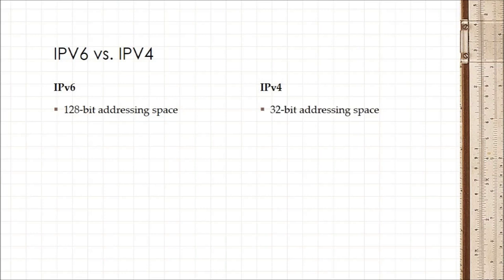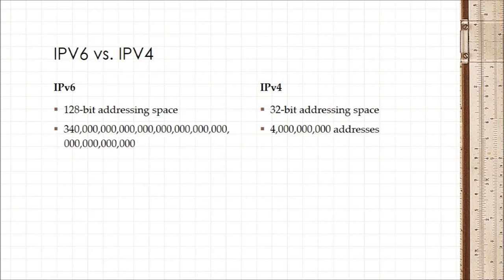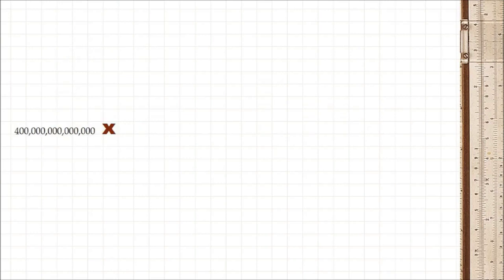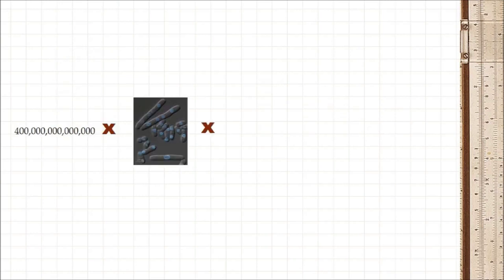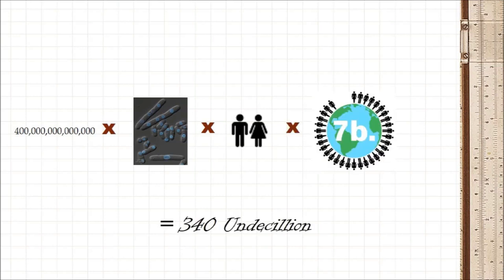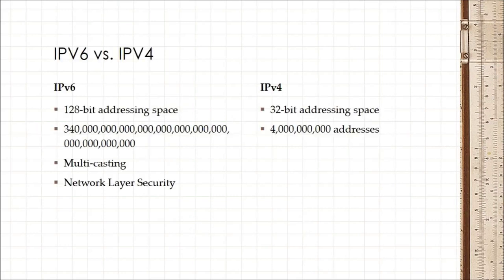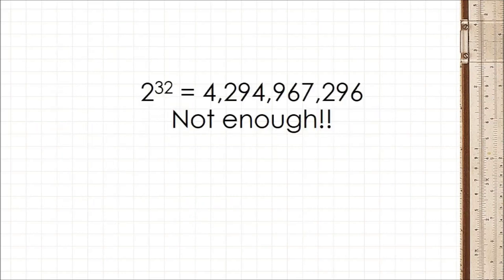This means that instead of being able to support just 4 billion addresses, IPv6 can support, are you ready for this, 340 undecillion addresses. To put that in perspective, that's nearly 400 trillion addresses for every cell of every human person on the planet. I think that's enough. Now sure, IPv6 has more than just increased addressing space over IPv4, but that's the main reason we're moving to the new version of the Internet Protocol.